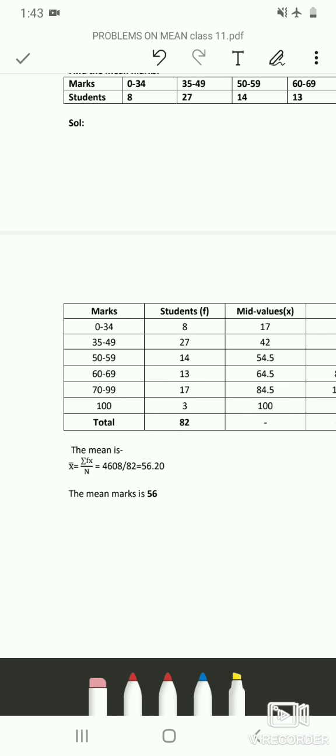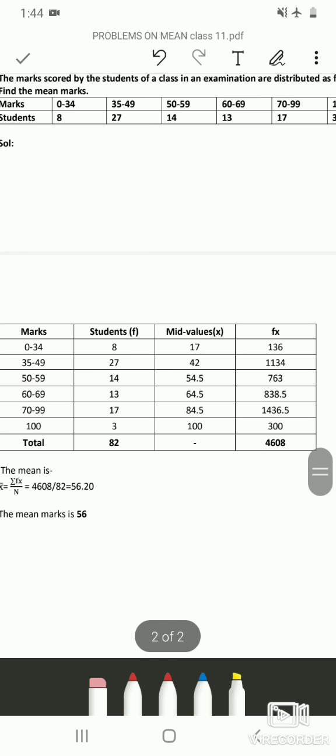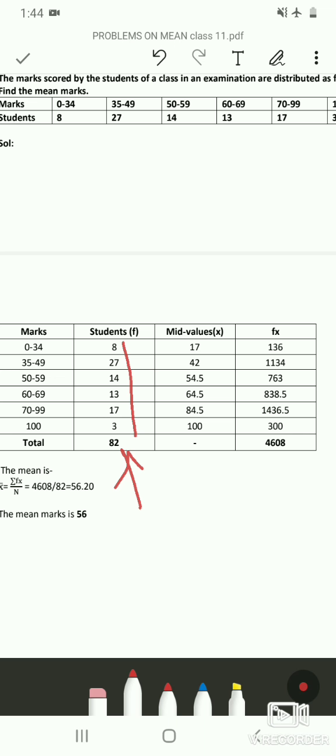So marks, that is the class intervals, are written, and then in the next column students, that is frequencies, are there, and add these to get the value of capital N, that is total number of students. Here the answer is 82, and the next column would be mid values, which is our x. So how you calculate the mid value is add lower limit and upper limit divided by 2. So 34 divided by 2 is 17. Similarly calculate for all the values.